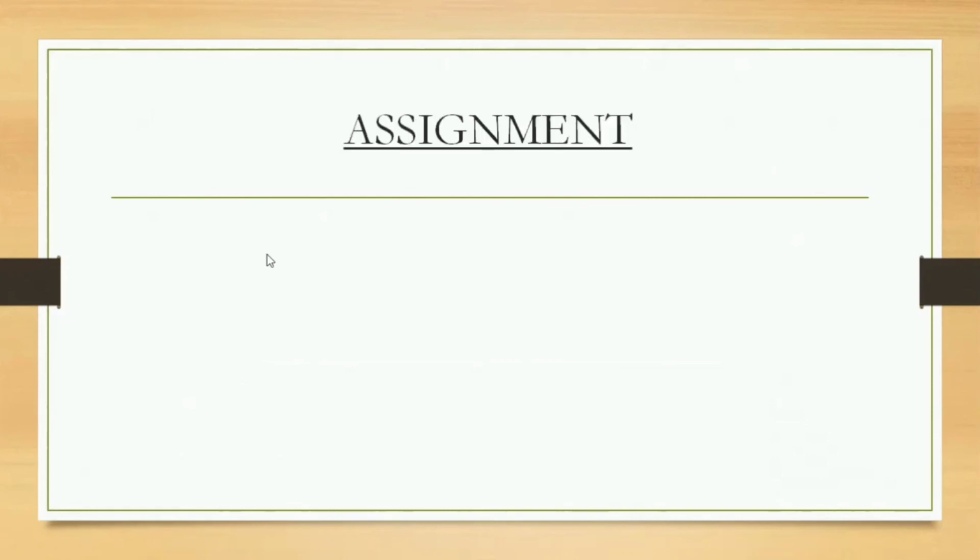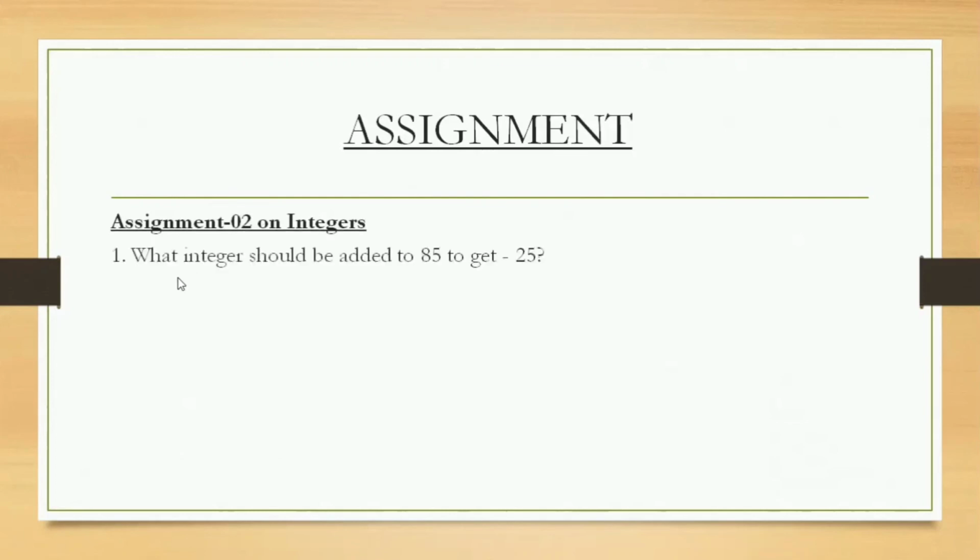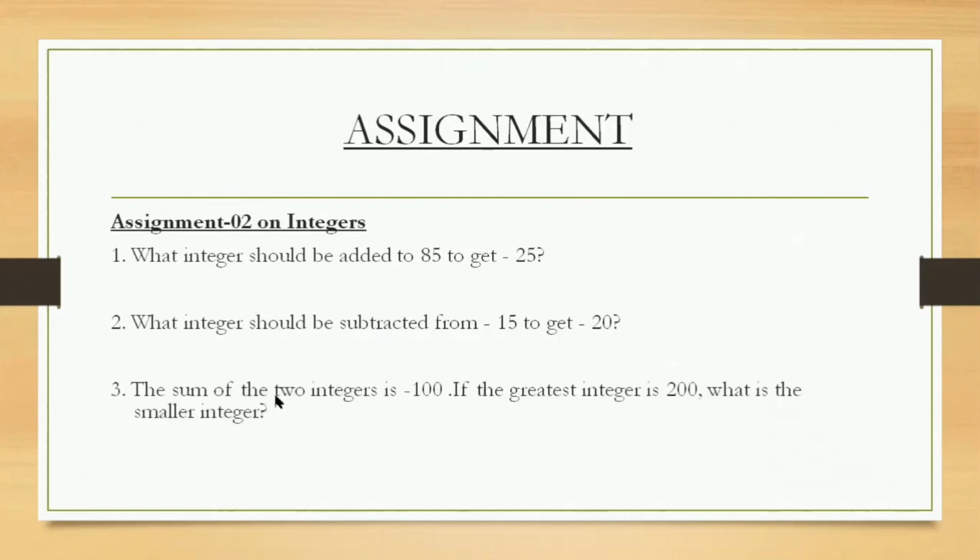And now see here another one. This is the assessment. I have given questions here. What integer should be added to 85 to get minus 25? What integer should be subtracted from minus 15 to get minus 20? The sum of two integers is minus 100. If the greatest integer is 200, what is the smaller integer? Similar questions we have done in the example only. I hope you can do this easily.